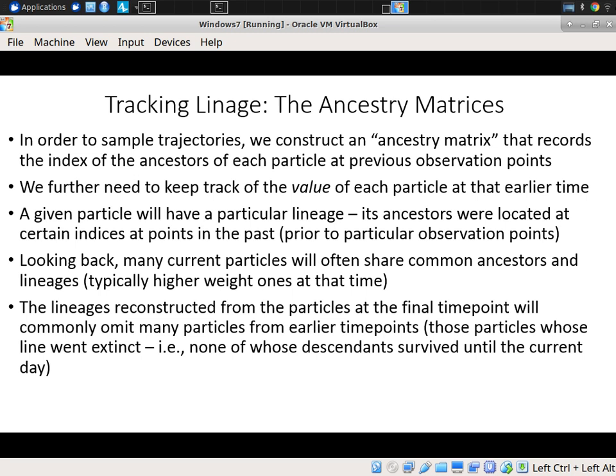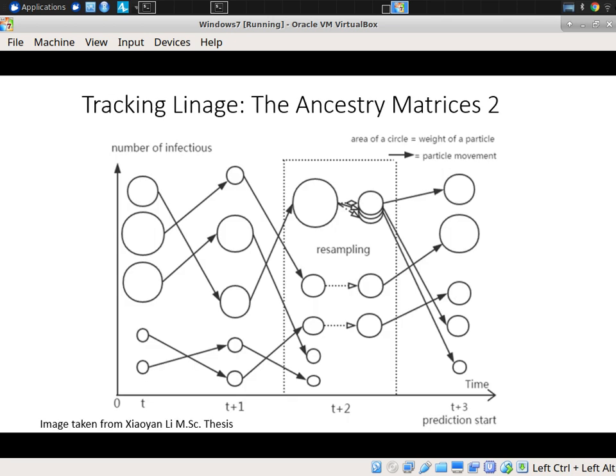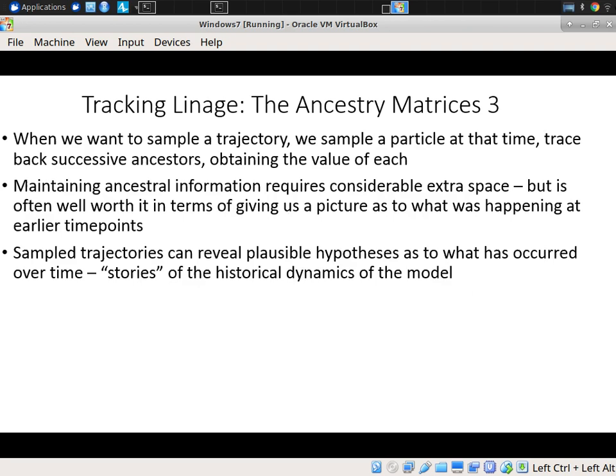Okay, there's a bit of bookkeeping here. It's uncomplicated, uninspiring bookkeeping that's needed. We need these ancestry matrices. Each time resampling is done, we need to figure out who was the mother of whom, who begat whom, right? We need to keep track of that information over time to go back and reconstruct the mother, the grandmother, etc. So we basically have to trace this through, using Xiaoyan's beautiful illustration.